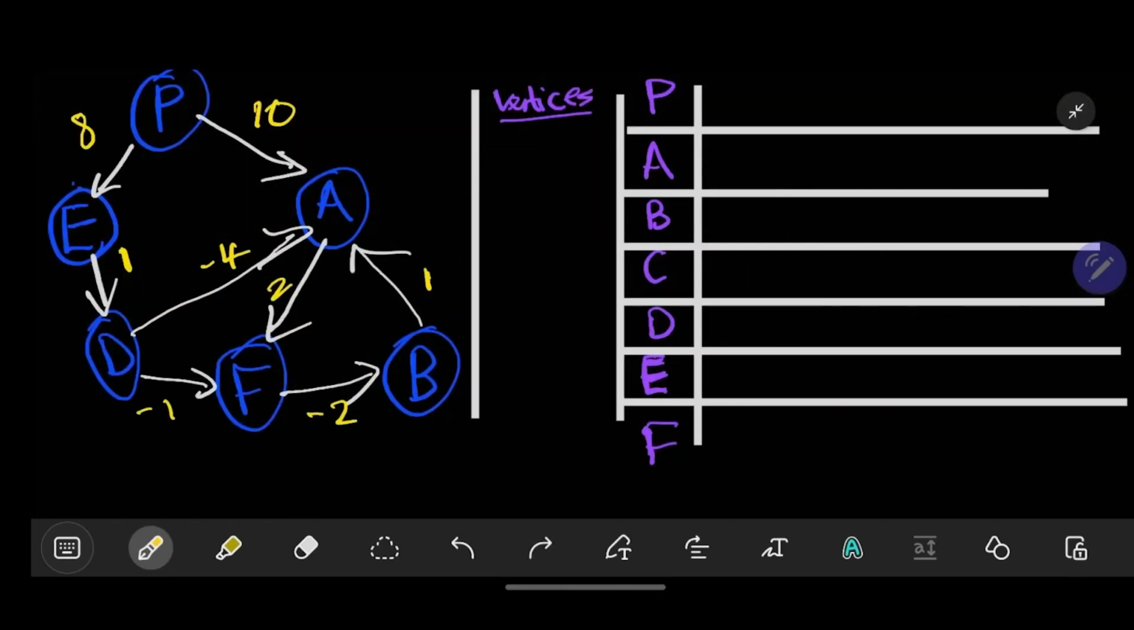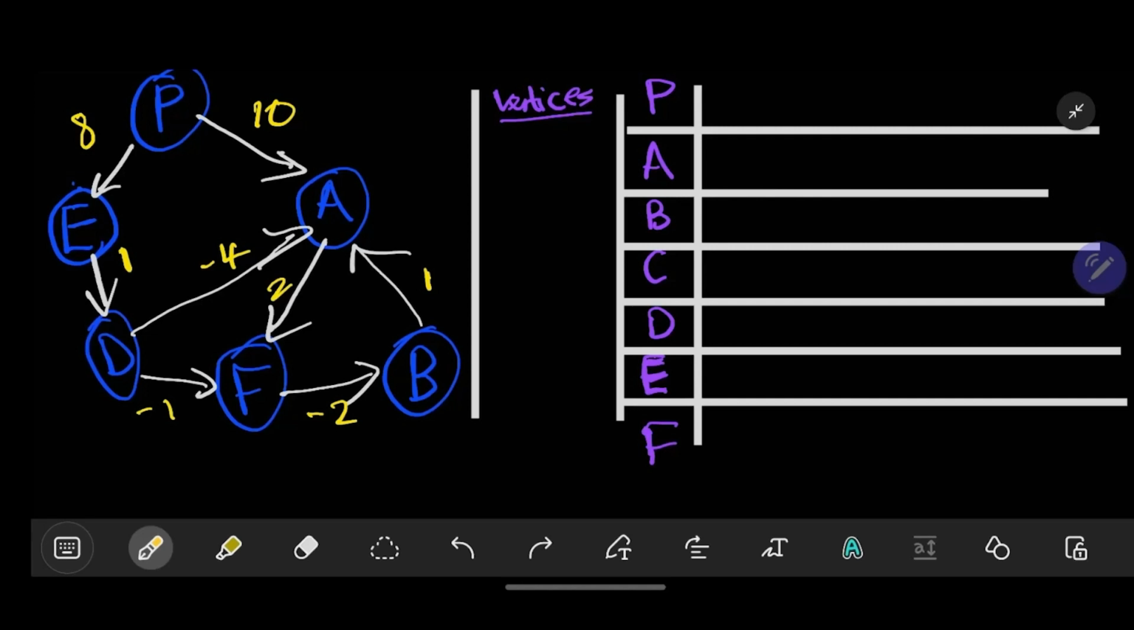Okay, so let's look at this example, right? Just feel free to pause the video and take down the graph on the left of the screen here so we can work on it together. So we have nodes P, E, A, D, F, B, and you can see the weights in between. You can also see there's negative weights here as well. So that means we will need to go ahead and use Bellman-Ford's algorithm.